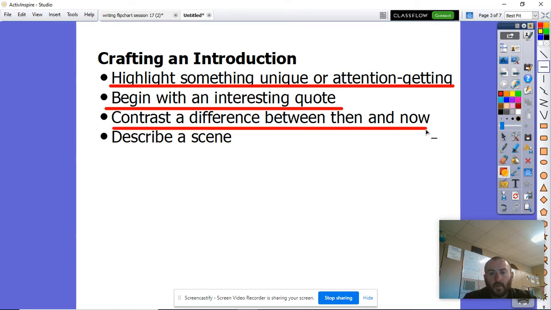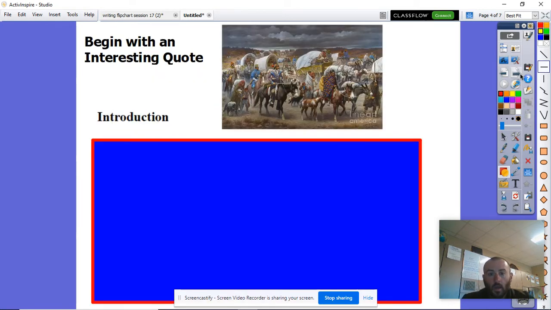Contrast the difference between then and now is another way you can start your introduction. And another great way is to describe a scene. This is where we remember our storytelling and our narration, because you're going to have to tell a story when you describe a scene and paint a picture for your reader. So I'll show you how to do each of those today.